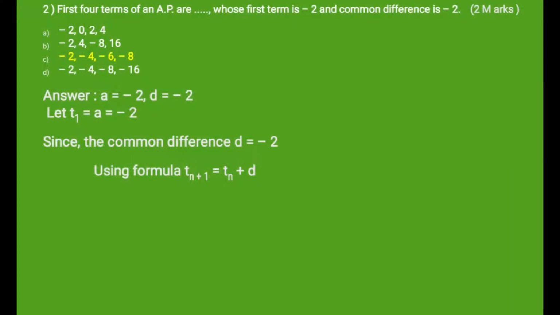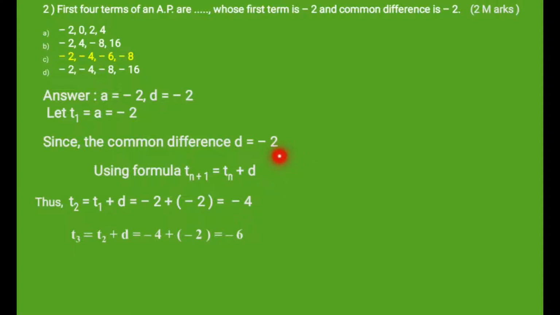So we calculate T2 first. T2 equals T1 plus d. T1 is -2 and d is -2. So -2 -2 we write -4. So the second term is -4. Now we find the third term, T3 equals T2 plus d. T2 is -4 and d is -2. So -4 -2 we get -6. In this way we get the third term, and we have to find the next term.